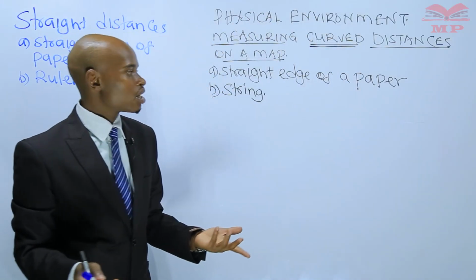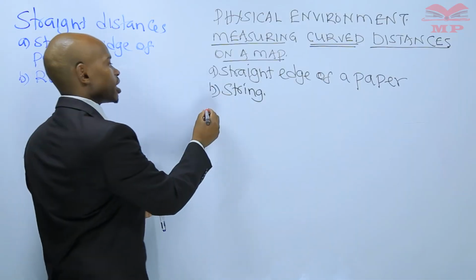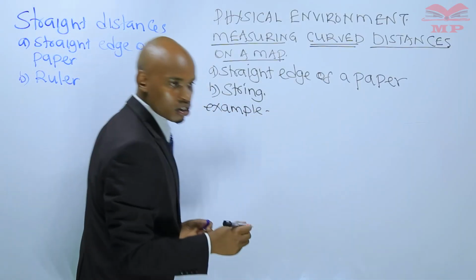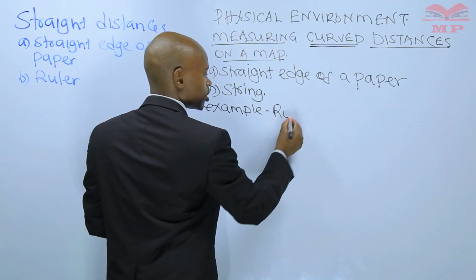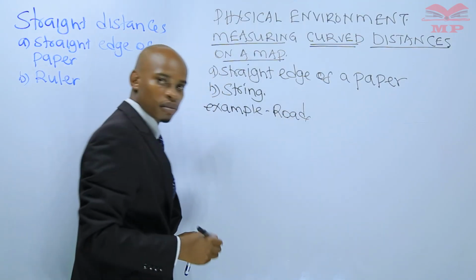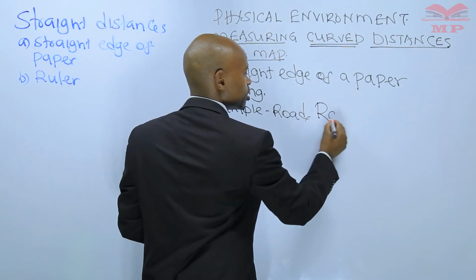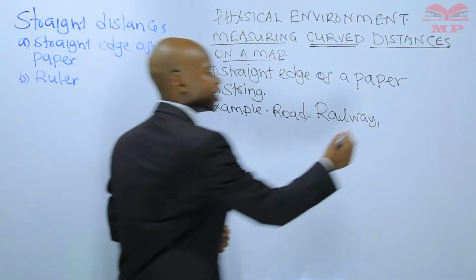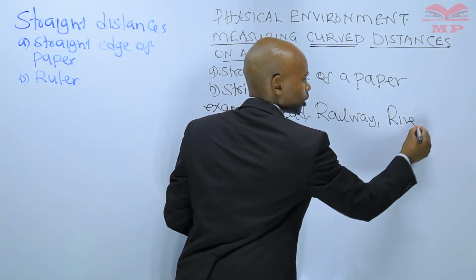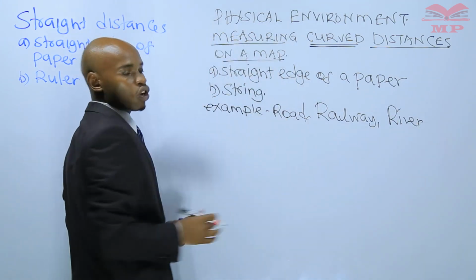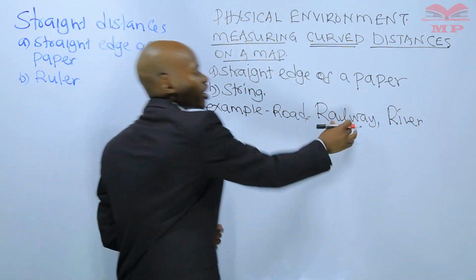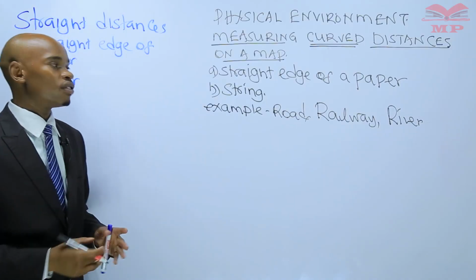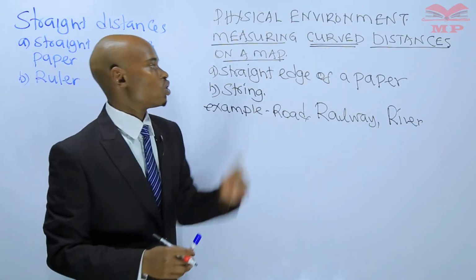Examples of curved distances may be a curved road, a curved railway line, or a curved river. It doesn't have to be just a road all the time. It can be a road, a railway, or a river. But the point is, it should be curved, because our concern today is curved distances.